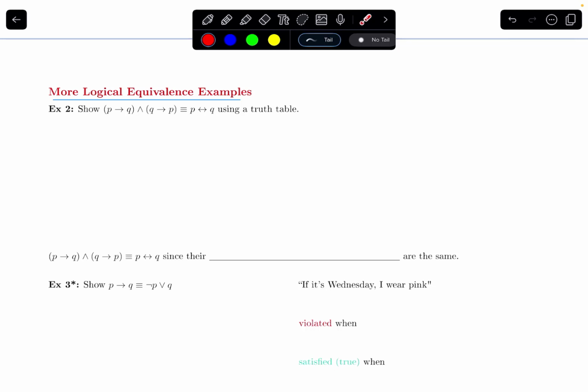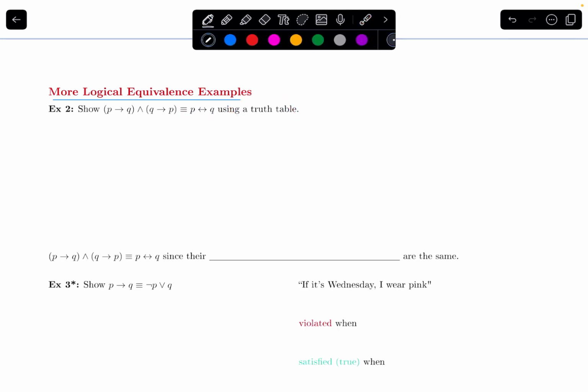So first off, just using a little bit of intuition, what the left-hand side is saying is, two things are happening because I have an and statement. It's saying, well, if P, then Q, and it's saying if Q, then P. In other words, this is saying both directions are happening. So I think it makes sense that that should be the same as P if and only if Q. So we want to show this using a truth table.